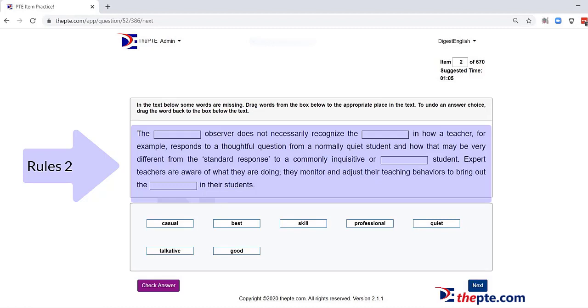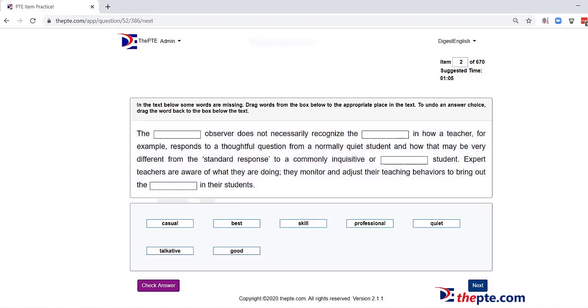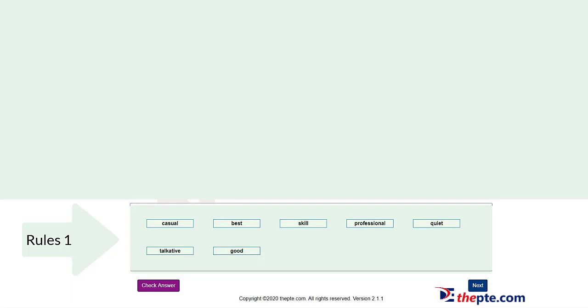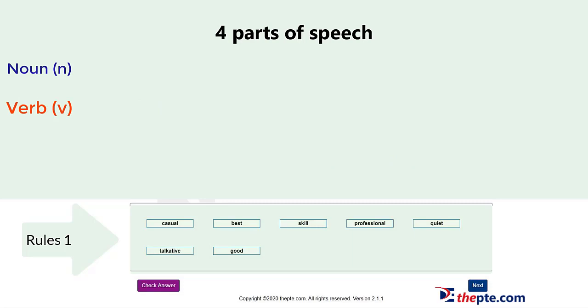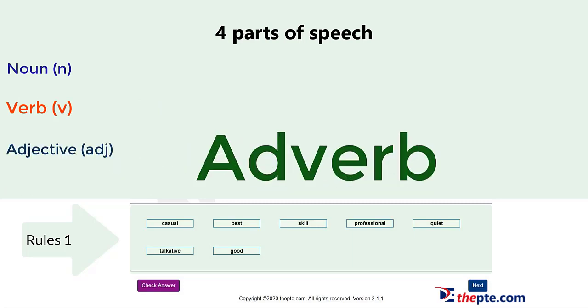Now, rules related to the words in the option box. The first thing that I want you to know is called part of speech. All words in English are divided into 10 parts of speech. However, in this test, you only need to identify 4 of them. These 4 parts of speech, from most frequent to the least one, are noun, verb, adjective, and adverb.